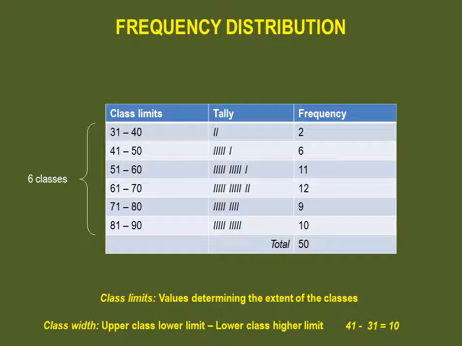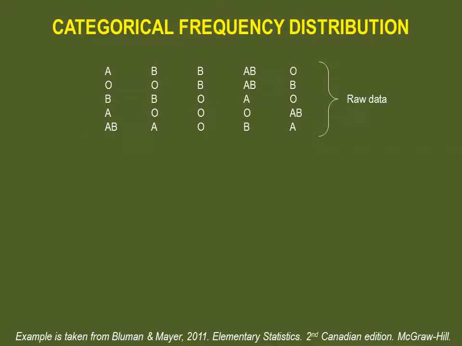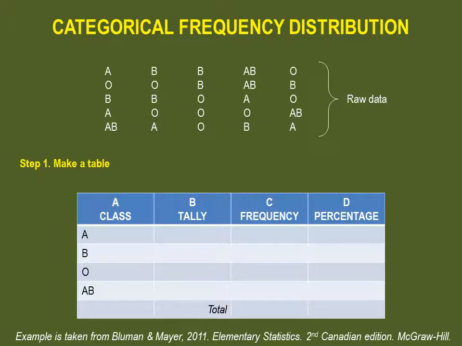It all depends on whether we are dealing with qualitative or quantitative data. For qualitative data, we do what is termed a categorical frequency distribution. Let us use example 2.1 from our textbook at page 34. We see here that we have 25 blood types taken from volunteers. Now the first thing to do for our frequency distribution is to make a table. We notice that we have 4 rows because we have 4 different blood types.